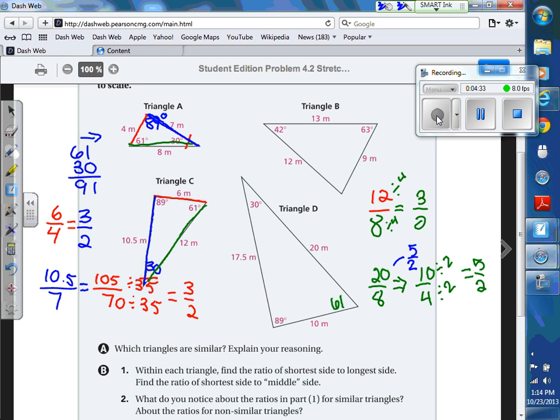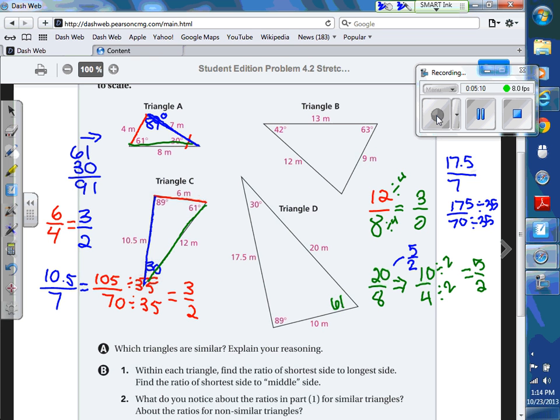So you would do the third pair, which is 17.5 to the middle, which we did over, so that would be 175 over 70, right? And that's 2.5. I think in this case, it'd be easier to see what goes into it: if you divide by 35 here, you'll get 5 to 2.